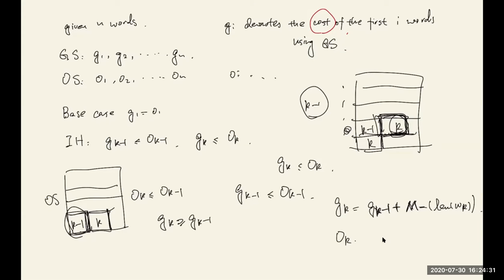Then we're stuck at this point because we don't know the structure. We don't know where the words will be located; it could be anywhere. We only know that the cost for the first K-1 words will be less than the cost of using other strategies. Correct? So this is the problem you might encounter if you define the progress measure this way.